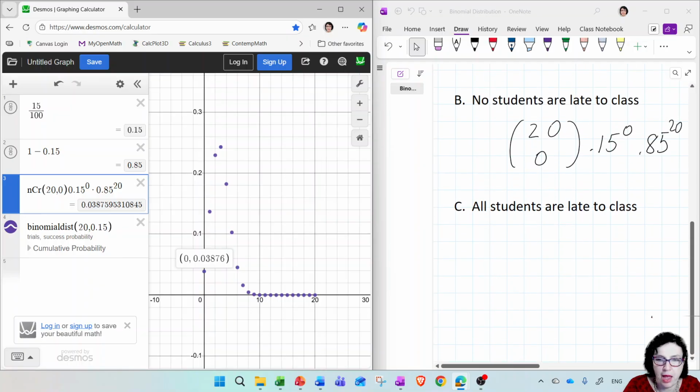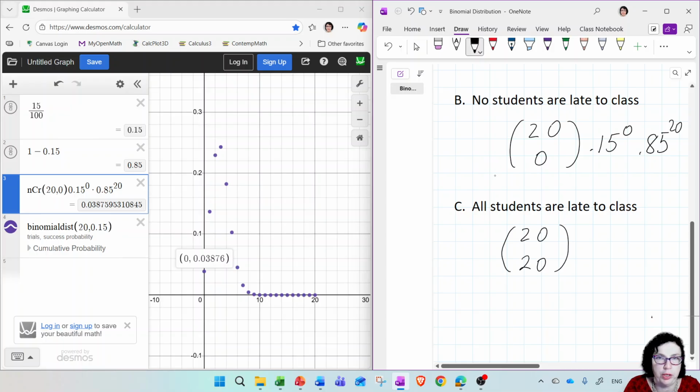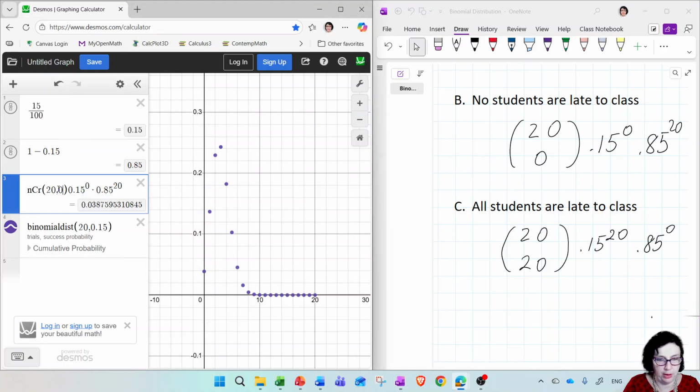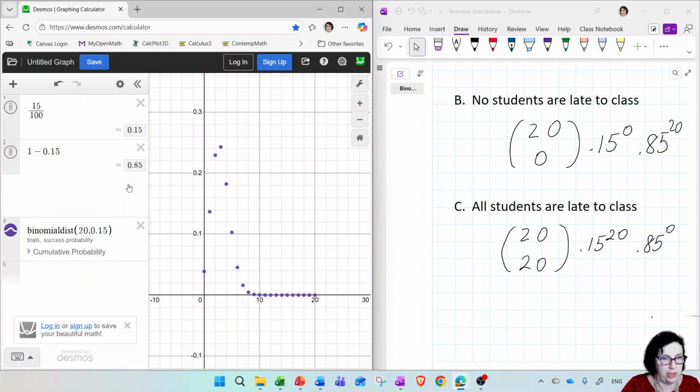Now, all students are late to class. What that means is that every single student out of 20 is late. So this is going to be 20 choose 20. And then it'll be 0.15 to the power 20, and then 0.85 to the power difference between 20 and 20, which is 0. Okay? So if you were to compute something like this, that should actually be 0.